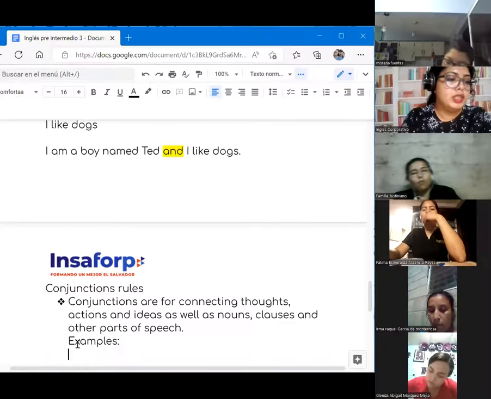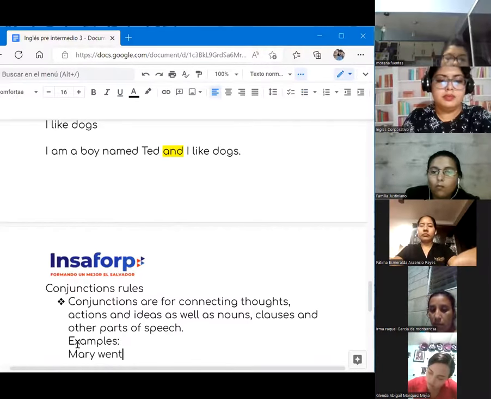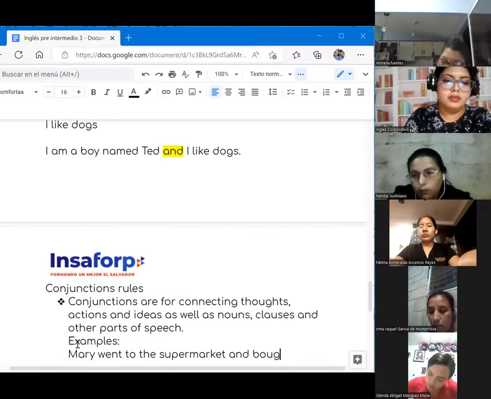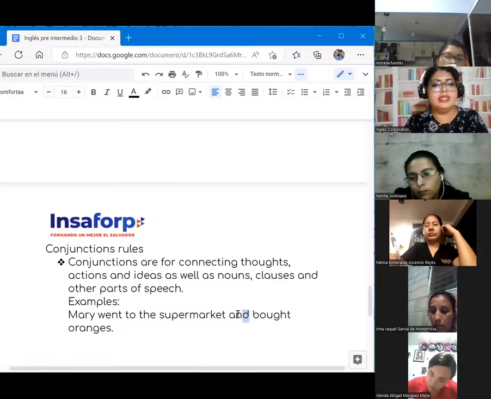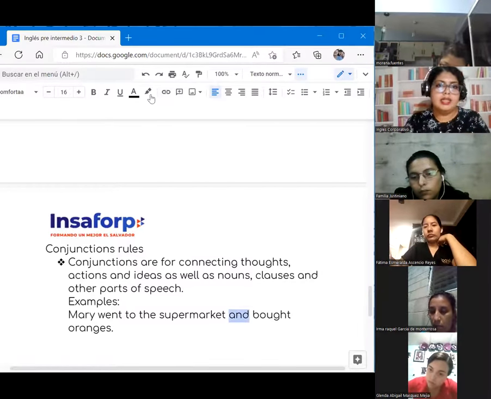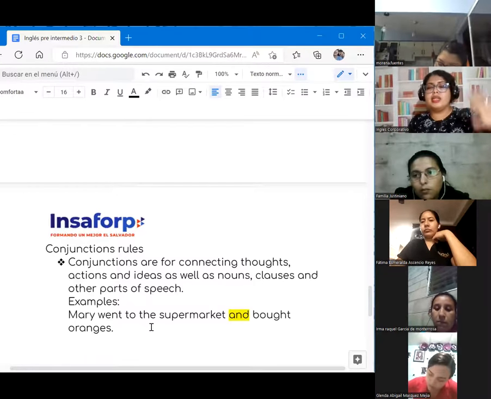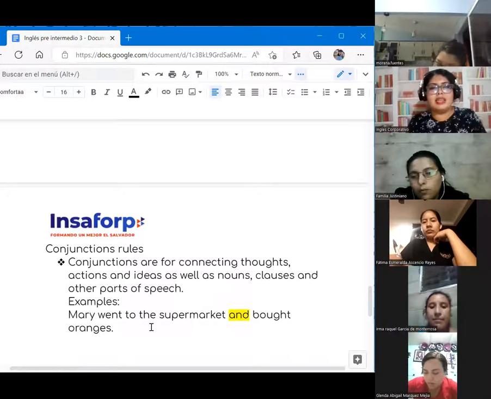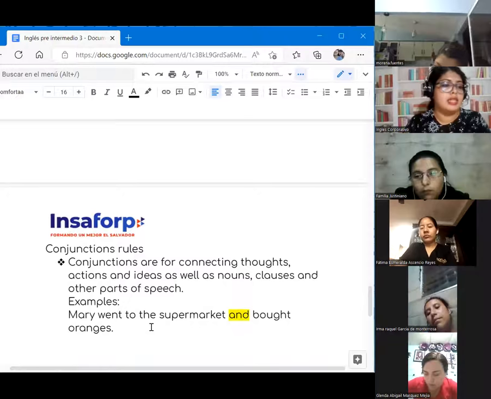It says, Mary went to the supermarket and bought oranges. Mary fue al supermercado y, that is the conjunction, y compró naranjas. That is the connection between these sentences. Because we can separate, Mary went to the supermarket is one, and bought oranges is another sentence. But in this case, we don't want to separate them, and we are going to use a conjunction to connect the two short sentences into one long sentence.